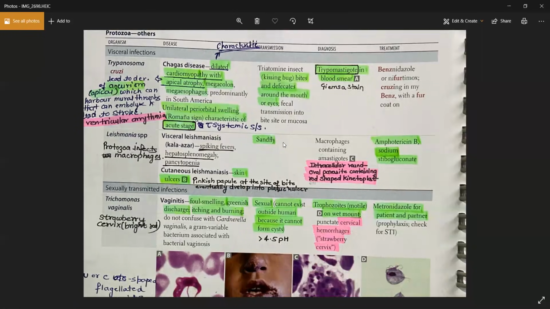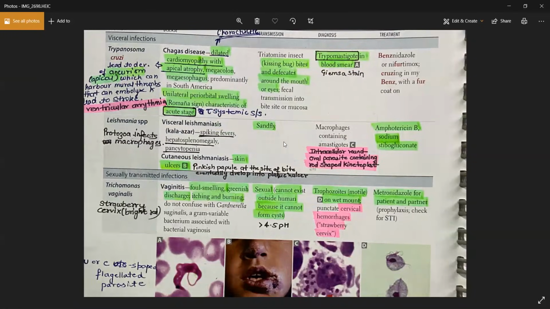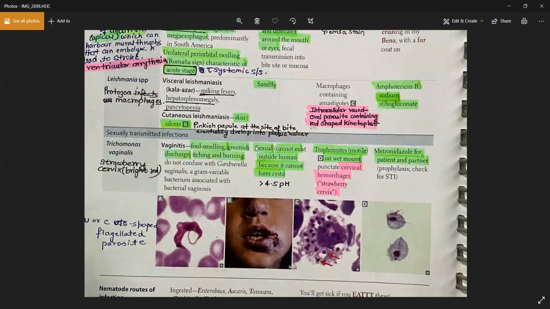Okay, any doubt in Trypanosoma cruzi? No, thank you. Then comes the leishmania.